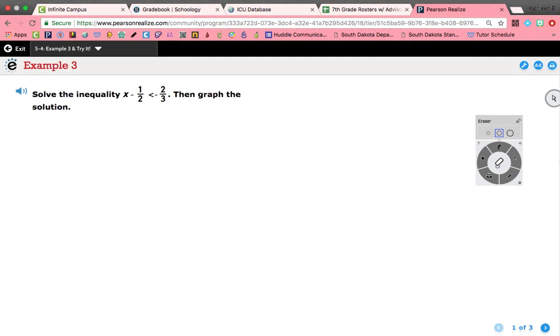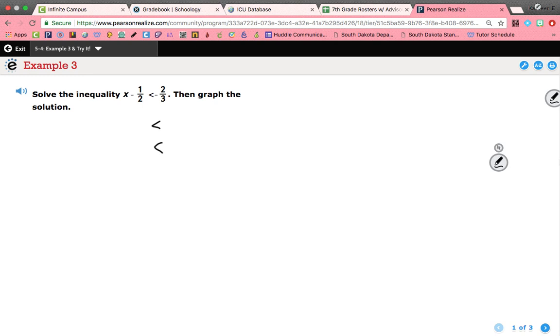Solve the inequality there. Okay, it's just like solving an equation, so we can even rewrite this. Adding and subtracting is not going to change that sign. Okay, then we're going to subtract a half, so we're going to add 1/2. This is going to be 0. Then we have negative 2/3 plus 1/2. So I have negative 2/3 plus 1/2.